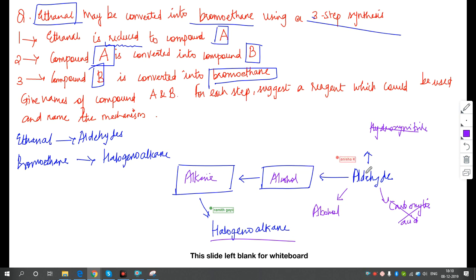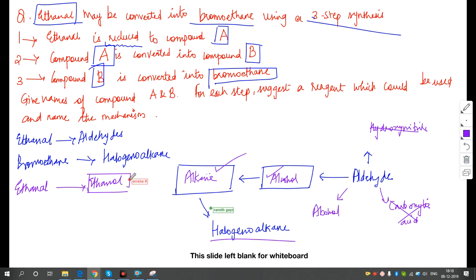Now the other method, step one. What is step one? Ethanal is reduced to compound A. Whenever we are reducing any aldehyde, what we get is an alcohol. So compound A, we have found out, is ethanol, right? This is an alcohol and this is an alkene. But what is the name of the compound? So we have found it is ethanol.